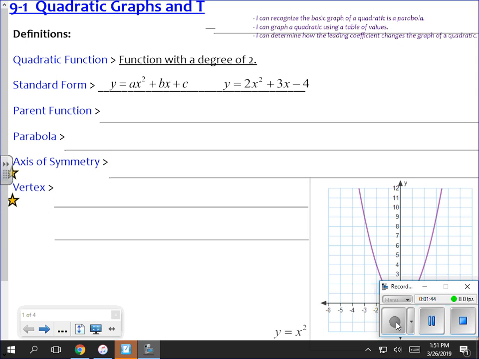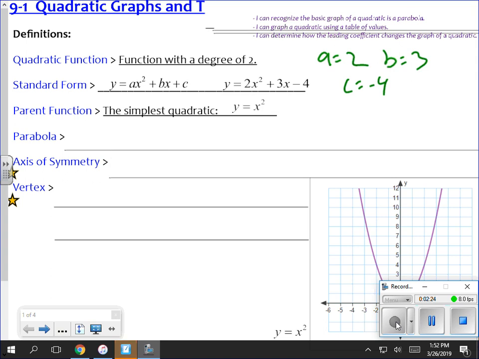Now, using the example one, a is 2. A is not 2x squared. A is just 2. How many x squareds do I have? I have 2 of them. A is how many x squareds I have. B would be 3. How many x's do I have? I have 3 of them. And then C would be -4. Not so much for today, but for later on, being able to identify the A, B, and C will be important. Okay.